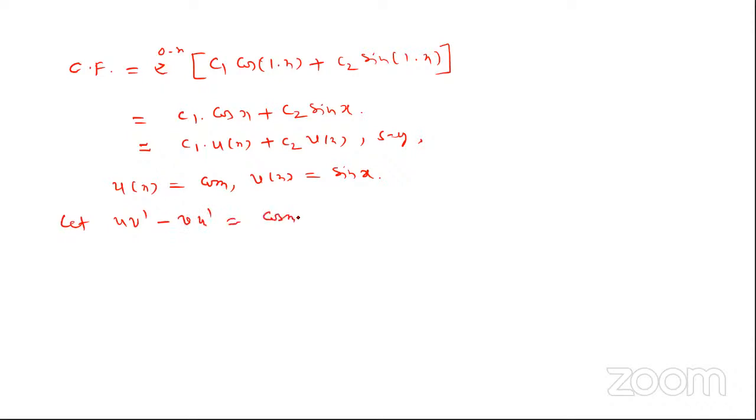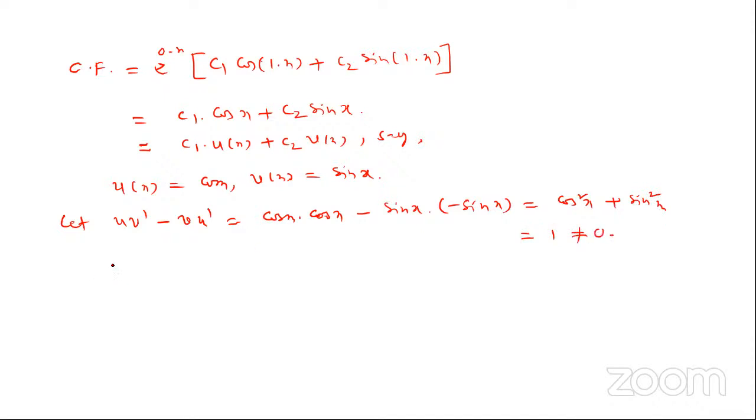U is cos x into v dash, the derivative of v, that is d by dx of sin x, and the derivative of sin x is cos x, minus v, sin x, into u dash. U dash is the derivative of cos x, which is minus sin x. So this is given by cos square x plus sin square x. This is given by 1. 1 is not equal to 0.